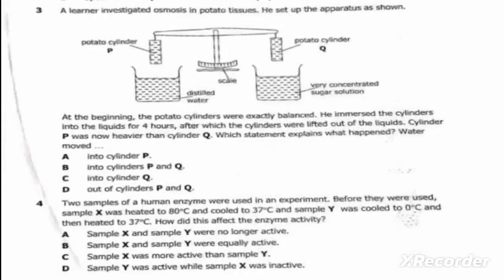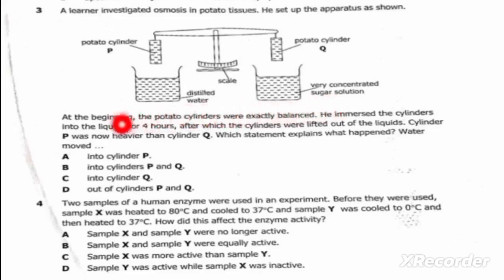We shift to the next question, which is question 3. Elena investigated osmosis in potato tissues. He set up the apparatus as shown. So we can see potato cylinder P, potato cylinder Q. We have distilled water here. We have a very concentrated sugar solution here.